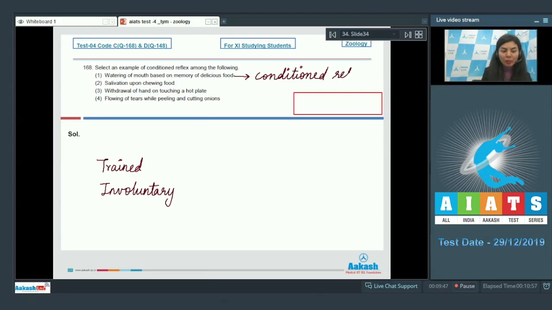If you look at the other options, option 2, salivation upon chewing food, withdrawal of hand on touching a hot plate, and flowing of tears while peeling and cutting onions, all these are unconditioned reflexes. These responses are not based on the prior exposure or memory. Thus are called unconditioned reflexes. The correct answer would be option number 1.